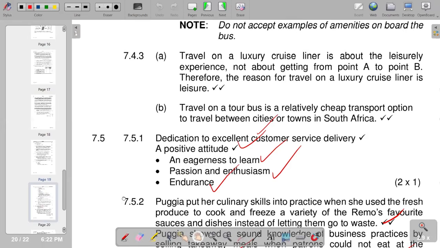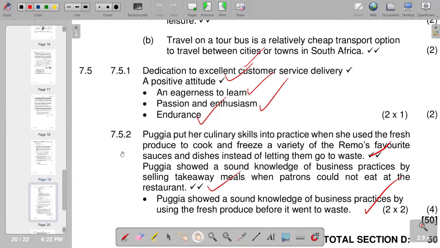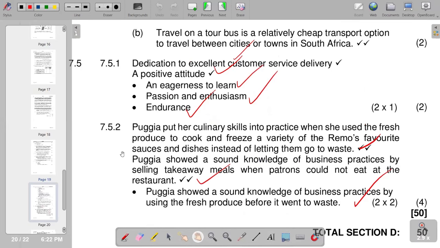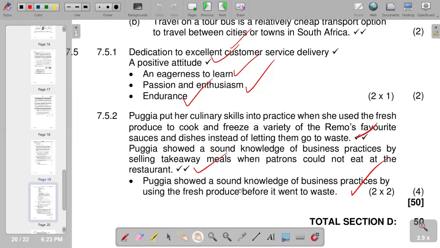In response to that, Paglia put culinary skills into practice when she used the fresh produce to cook and freeze a variety of Remo's favorite sauces and dishes instead of letting them go to waste. Further responses that are correct can also be included.